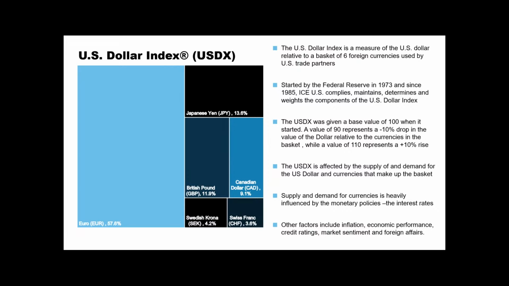So the main factors that affect the US dollar index are, of course, the supply and demand for the US dollar and the currencies that make up the basket. And when we talk about supply and demand, all these factors come into play: monetary policies, interest rates, inflation, economic performance, credit rating, and market sentiment.